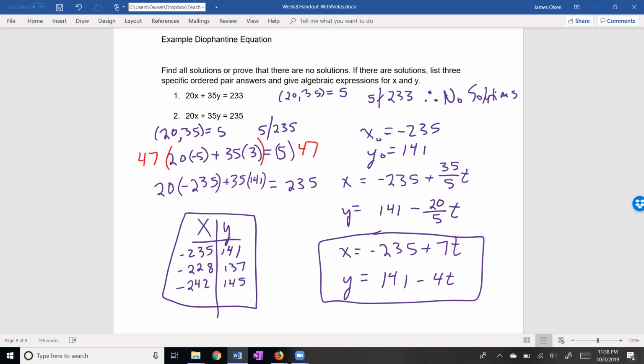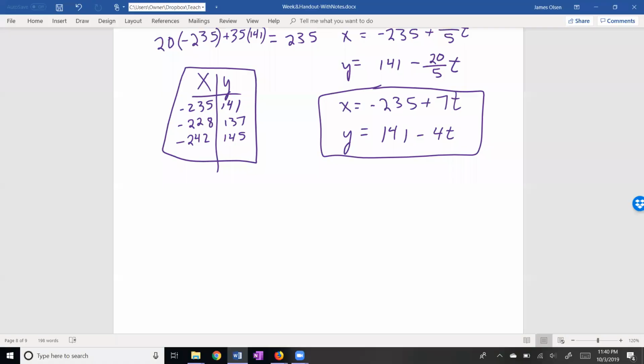Now, let's say that we wanted positive answers for both of them. Let's see if we can get positive answers for both. So this will be an extension. We're trying to get positive solutions. And once again, this works out very nicely. Very nice algebra. Negative 235 plus 7t needs to be greater than 0. I'm working with inequalities. And I want 141 minus 4t to also be greater than 0.